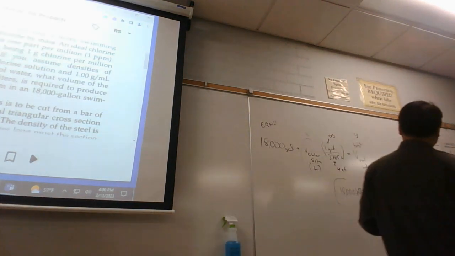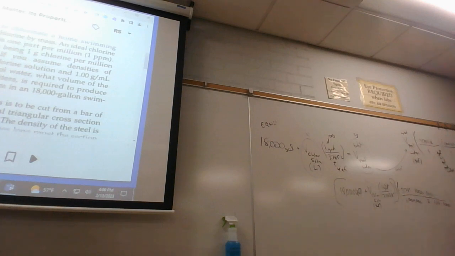Okay, and then we've got to figure out how we can do this. So this is Y here, the total volume of pool water. So I substituted that here. And then we need to solve for the volume of the chlorinating solution, which is X here. This is going to equal the volume of the chlorinating solution, which is what I'm solving for, in liters of chlorine solution.